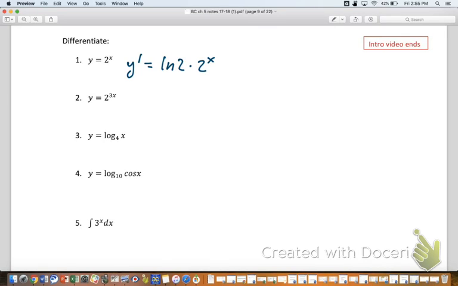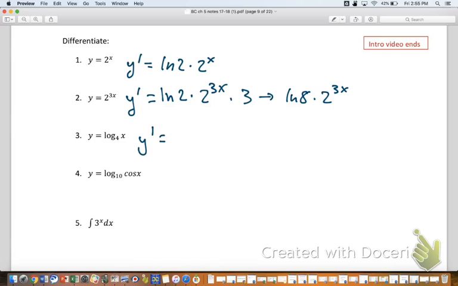Number 2 obviously is a little more of a chain rule situation. ln of 2 times 2 to the 3x times 3. If you wanted to be super tricky, couldn't you write this as ln of 8 times 2 to the 3x? Oh, use a little log property, right? No. 2 cubed is 8. That's not... That's not? Okay, fair enough. We'll just move right on past that one. Number 3. Y equals log base 4 of x. 1 over x times natural log of 4. Looks pretty good.